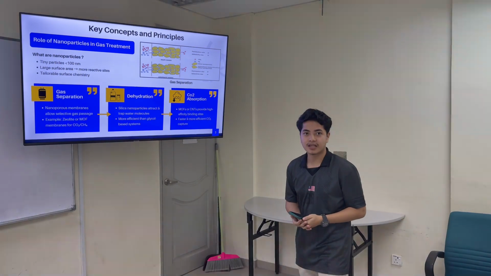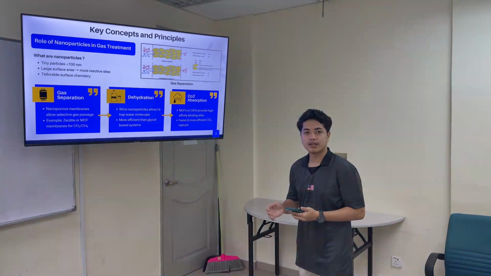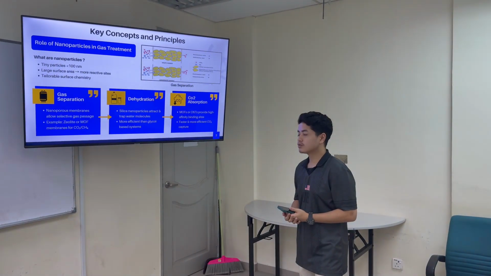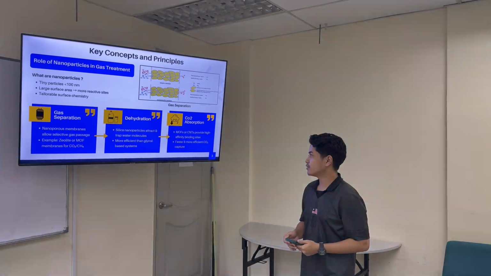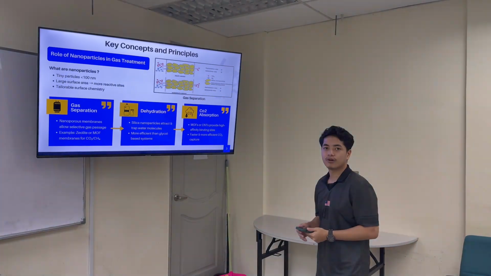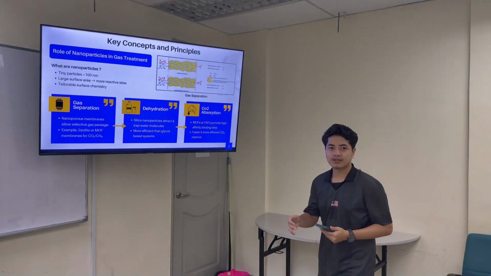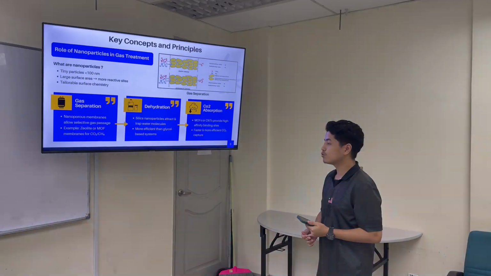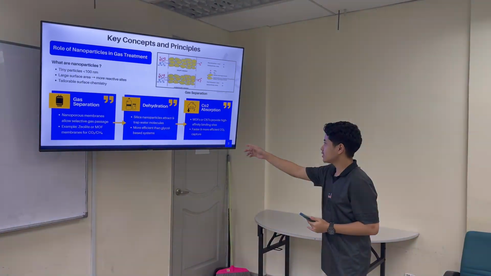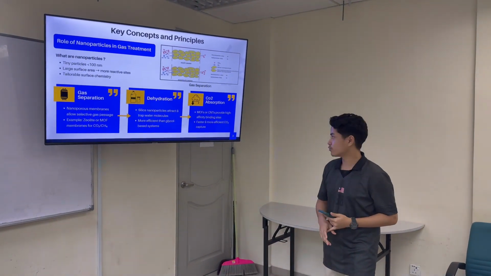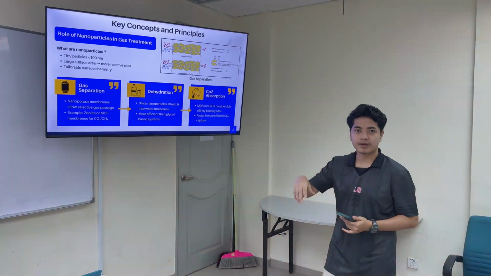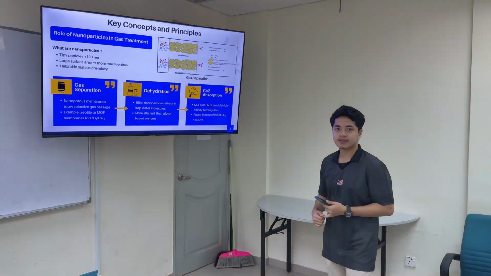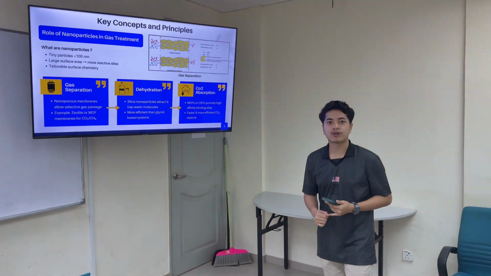Next process is dehydration, which commonly uses silica nanoparticles. These nanoparticles will attract and trap water molecules. It is more efficient than glycol in this system. The last process is CO2 absorption. Metal organic frameworks or carbon nanotubes provide high affinity binding for trapping gas, so it is faster and more efficient for CO2 capture.